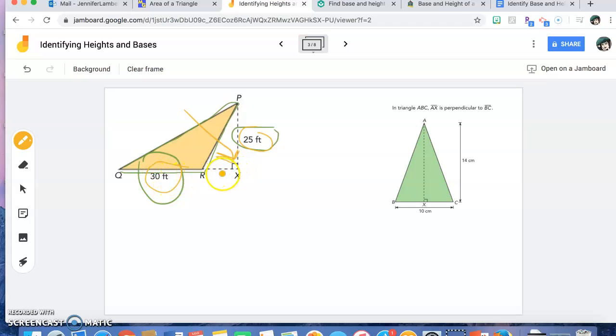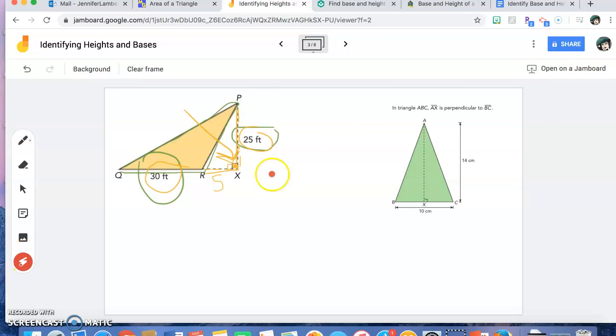If I told you this was 5 right here, I would still use 25 and 30 because that dotted line is just an extension of the line. That's why it's dotted. It's there just to show you that it's connecting these 2 lines to make this right or 90-degree angle.